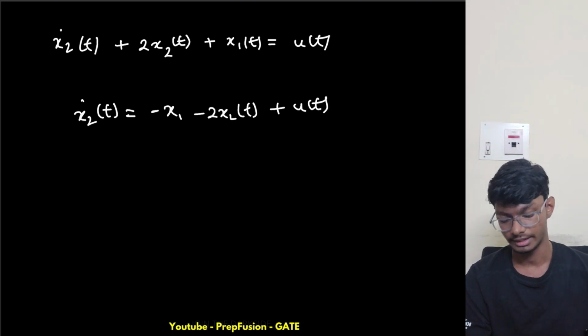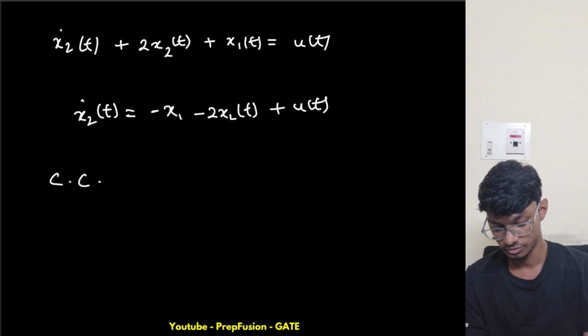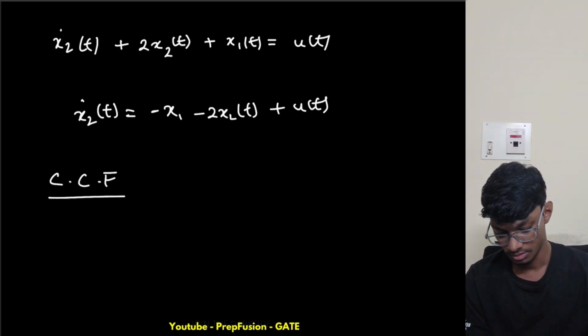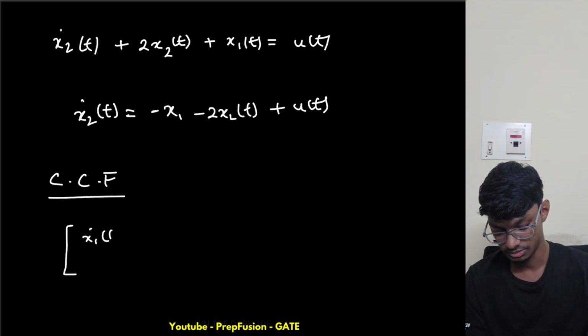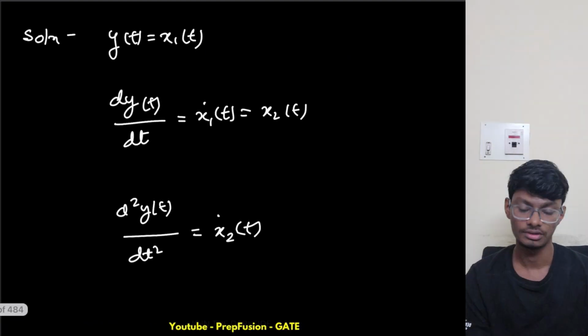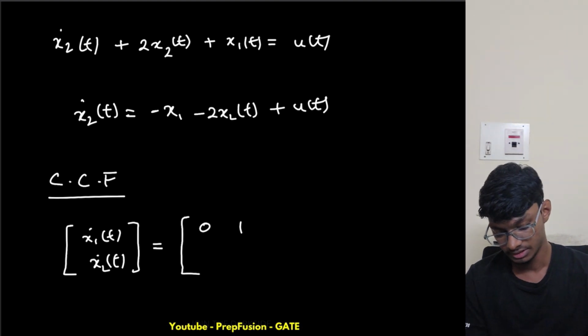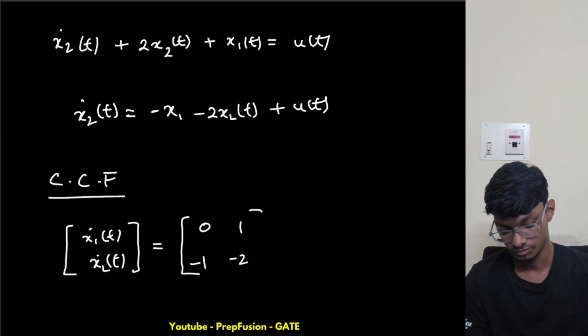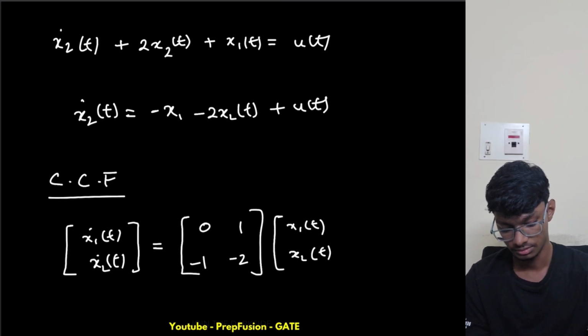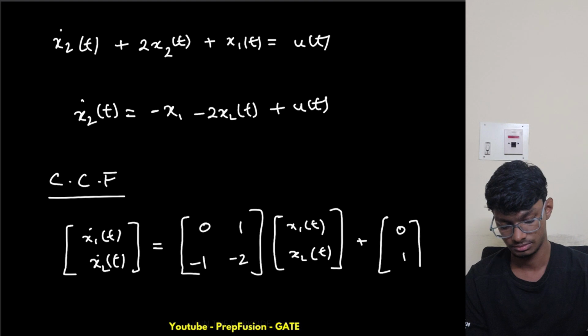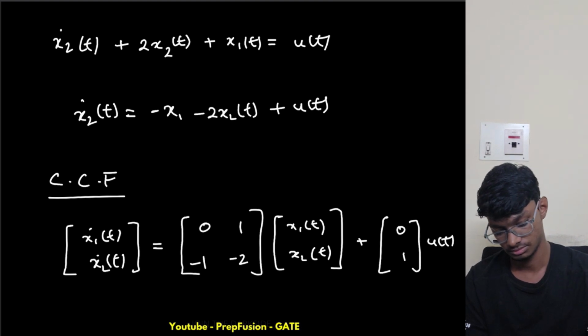So now I can directly write the CCF form. This is the CCF form, the matrix format basically. So these are my state equations. This is x1 dot of t, x2 dot of t, okay. And what is the matrix? x1 is only related with x2, so this will be 0 and this will be 1, and x2 is related with -1 times x1 and -2 times x2. This is x1 x2 of t, and this is 0 1, u of t, okay.